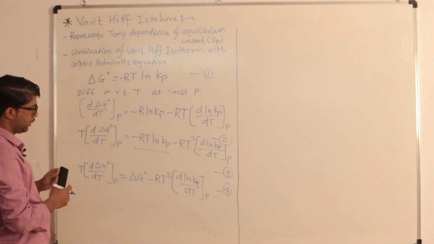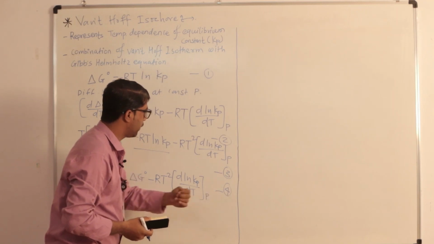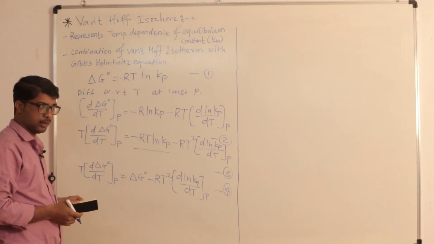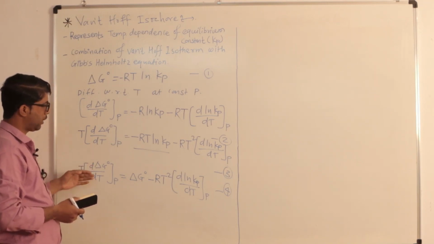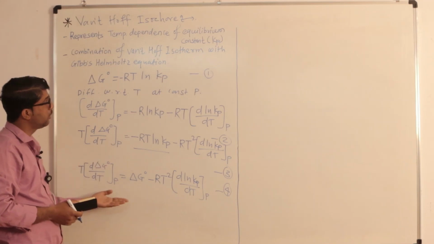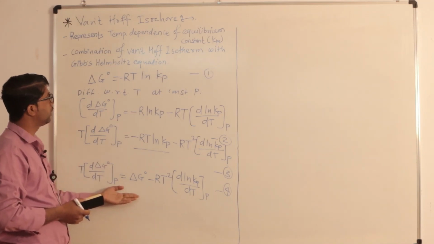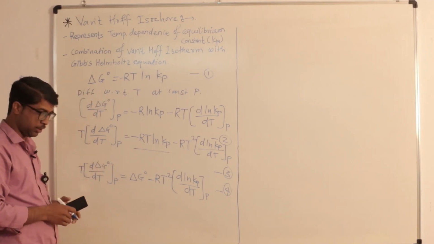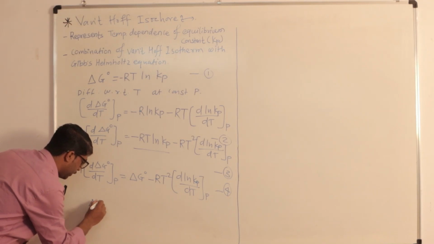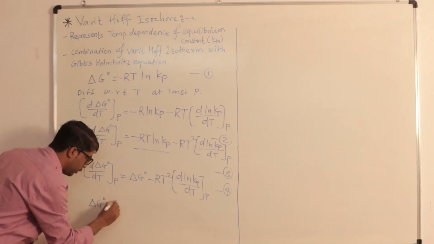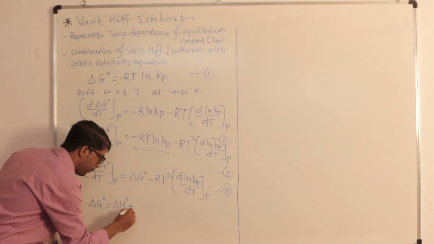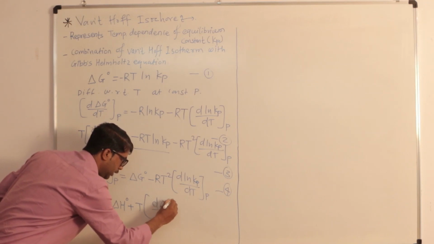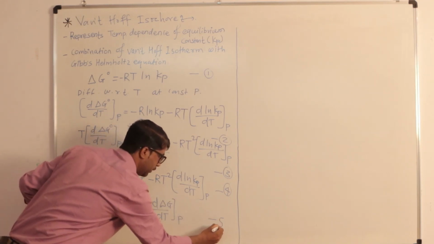Up to equation 4 we used the van't Hoff isotherm equation. As I discussed, I am going to combine the result of this isotherm equation with the Gibbs-Helmholtz equation. We know the Gibbs-Helmholtz equation in standard form: delta G0 is equal to delta H0 plus T into d by dT of delta G at constant pressure. Let's say this is equation number 5.